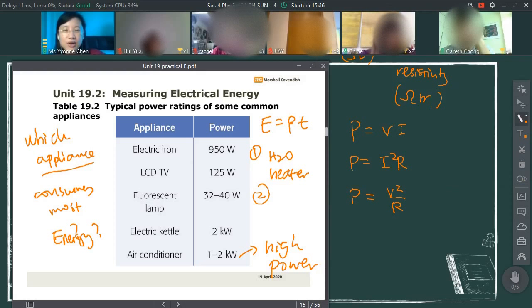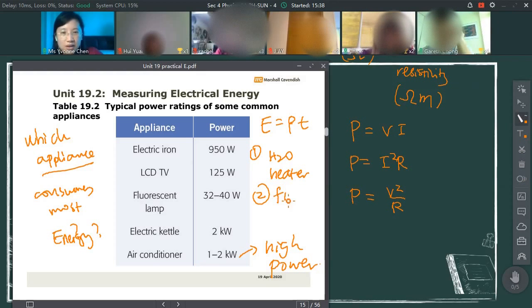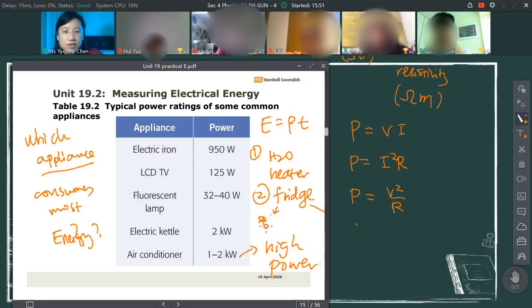Okay, class, I give you another answer. You might be surprised. Fridge. Refrigerator. Do you know why? Because a refrigerator is always on, 24/7, right? Basically every second it is on, because energy depends on power and the time.